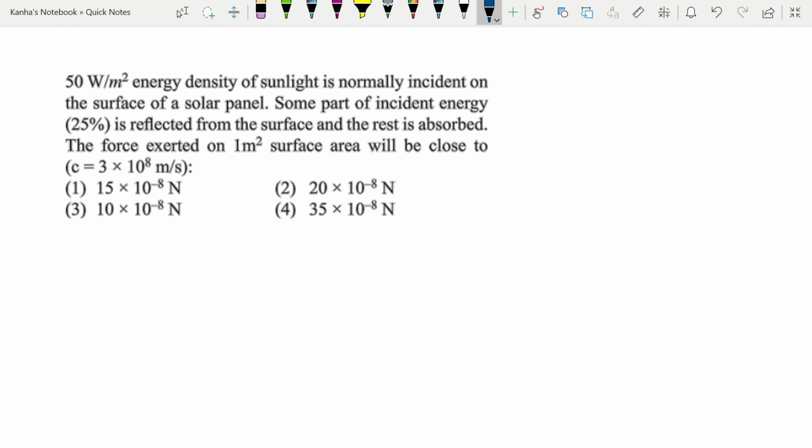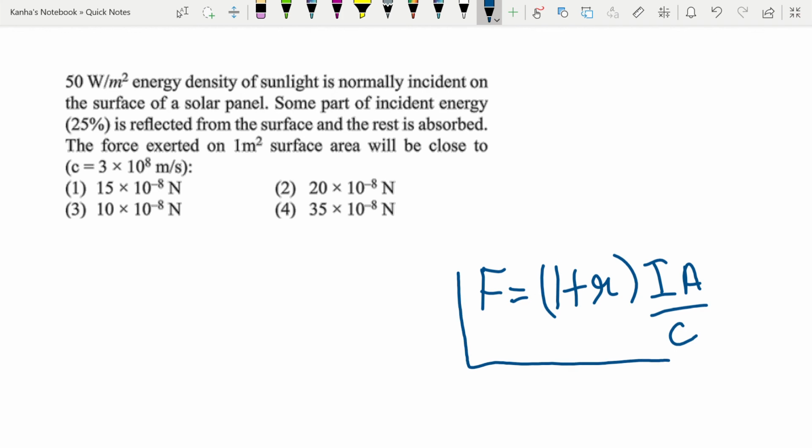So here I'll introduce another formula that will be useful for you. My force exerted is equal to (1 plus R), where R is the reflection coefficient, into I into A divided by your velocity C. So I want you to take a note of this.